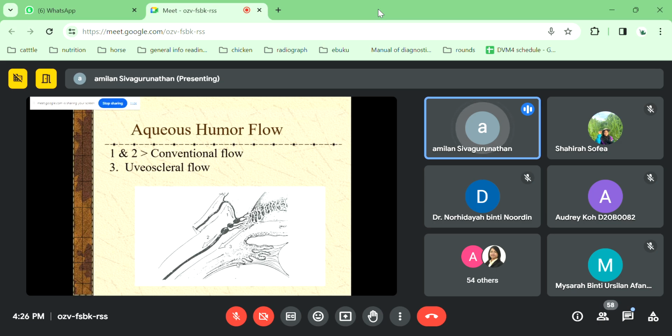So keeping in mind all these different pathways, now we should look at the drainage outflow pathways. In order for aqueous humor to exit the eye, it can only exit through the ICA, the iridocorneal angle, and it has two methods. One is what we call the conventional flow, which is somewhat like a diffusion flow, going through point 1 and point 2 of the arrow. And then the second pathway is the uveoscleral flow, that means it diffuses through a different pathway and exits a different way.